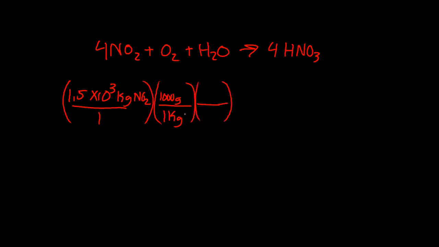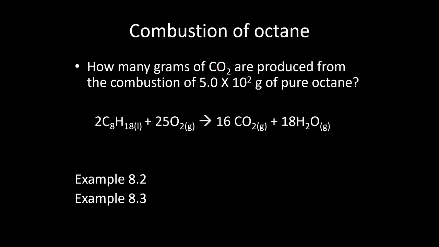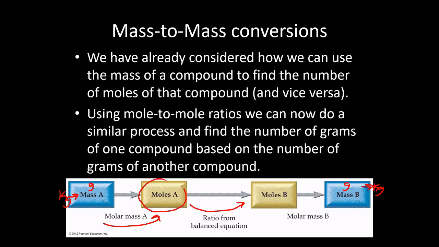Now once I have that done, I can use the molar mass of NO2. So the molar mass of NO2, let me see, nitrogen is 14.01, oxygen is 16, and I have 2 of them, so that is going to give me 46.01 grams of NO2 for every 1 mole of NO2. So right now, I'm here. I started at kilograms, and I converted into grams. That was my first conversion factor. And then I used the molar mass to convert to moles here.